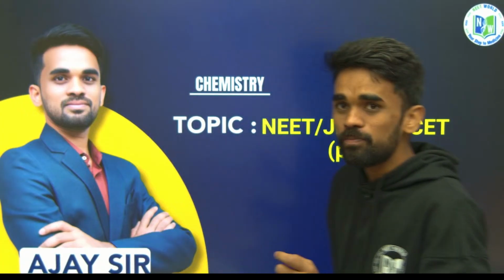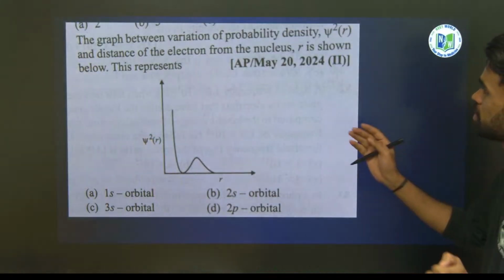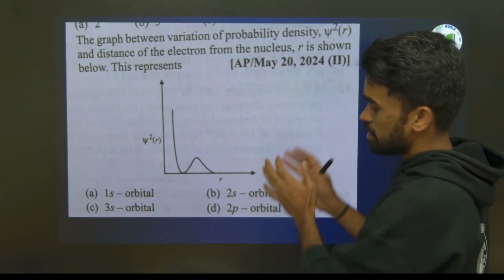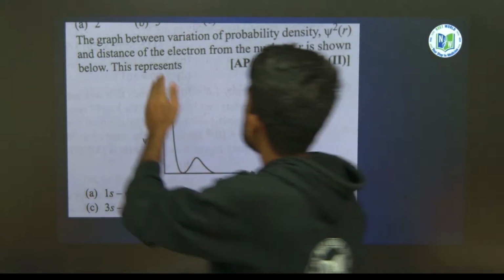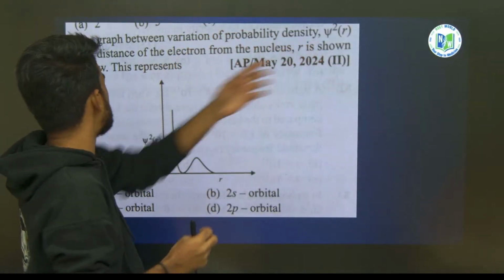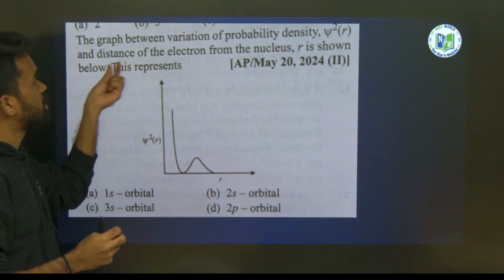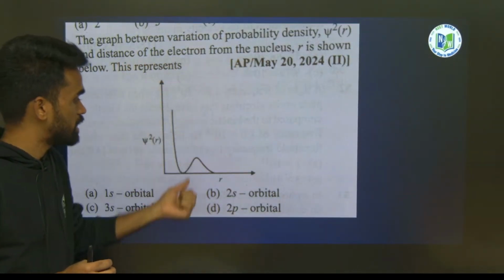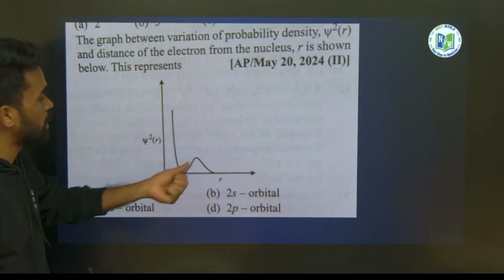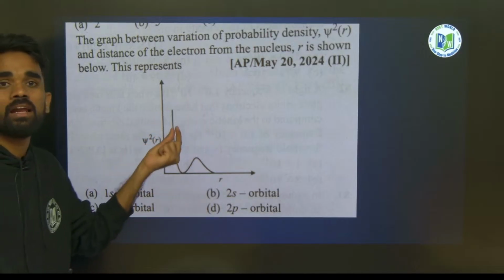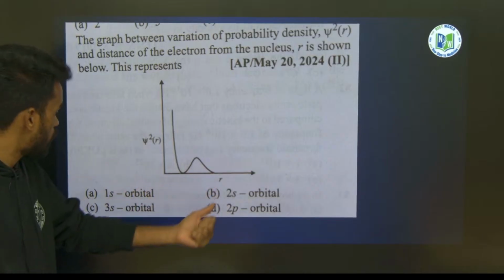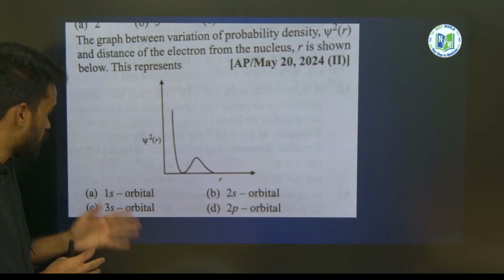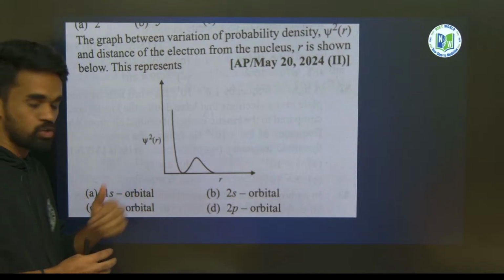Okay, so now the first question here is from structure of atom. See, this is from graphical representation of orbitals. See the graph between variation of probability density psi square and distance of the electron from the nucleus, that is R, is shown here. So which orbital does the graph represent exactly? We have options A, B, C, D having 1s, 2s, 3s, 2p orbitals.